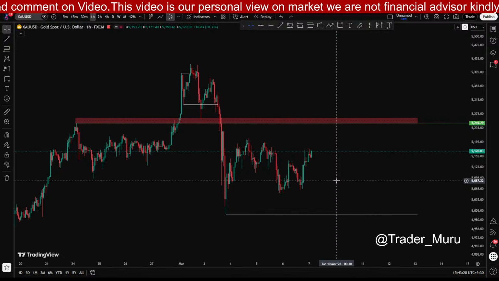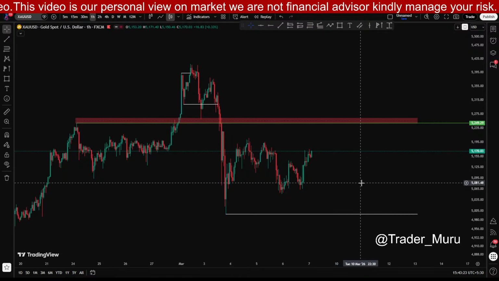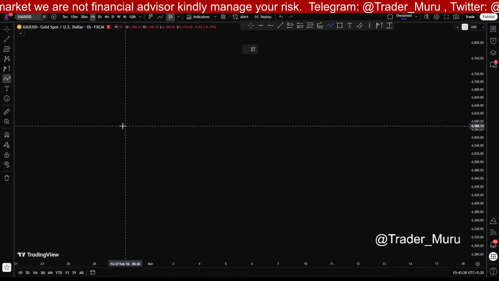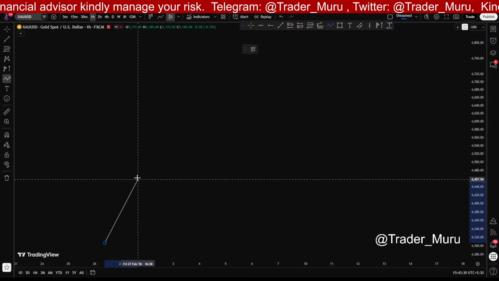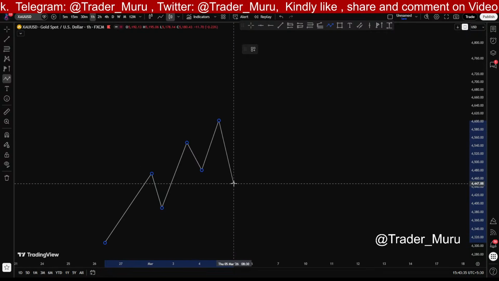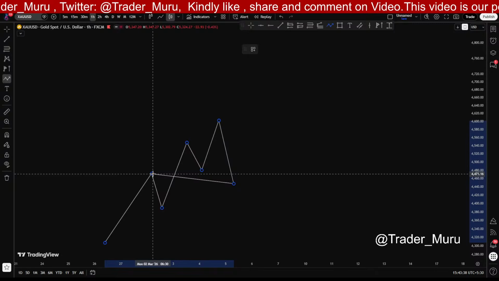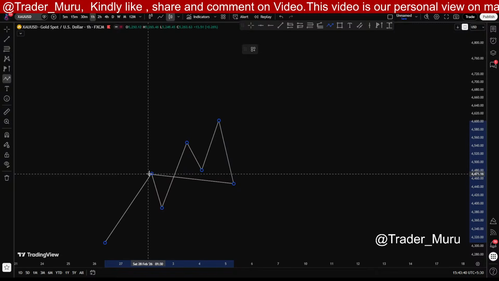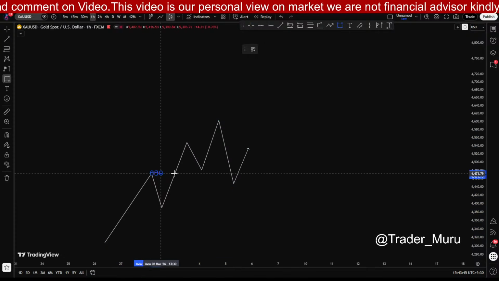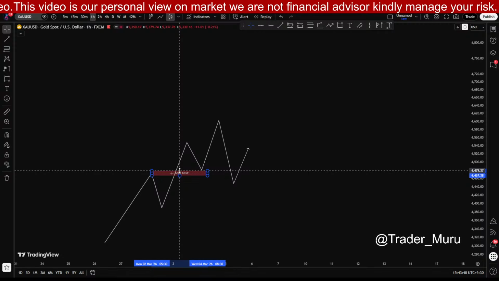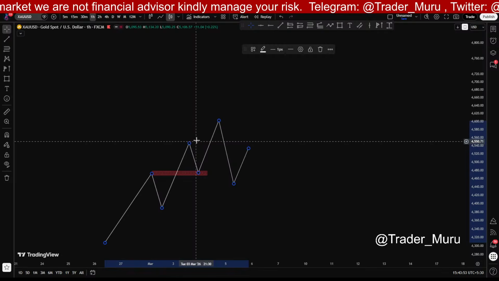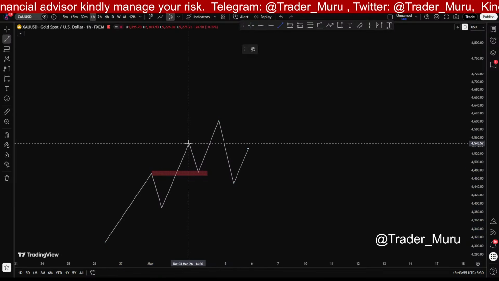What does QML mean and how do we find it on chart? QML is the failed support and resistance. If the market is in an uptrend like this one, and it gives you a change of character. Previously it was using a previous high as a support. See this? Most of the time it uses this high as a support and creates a new breakout structure.